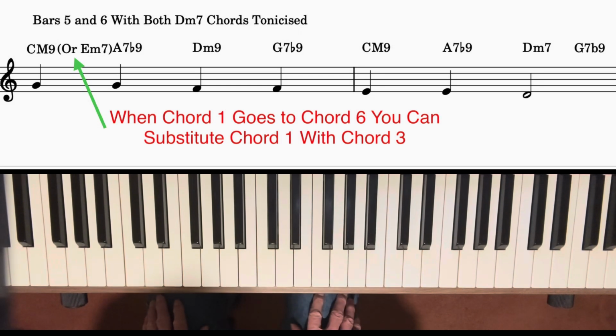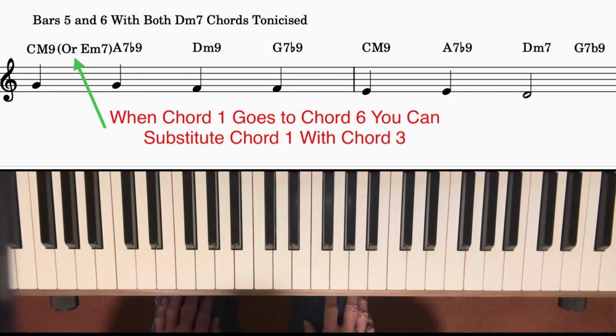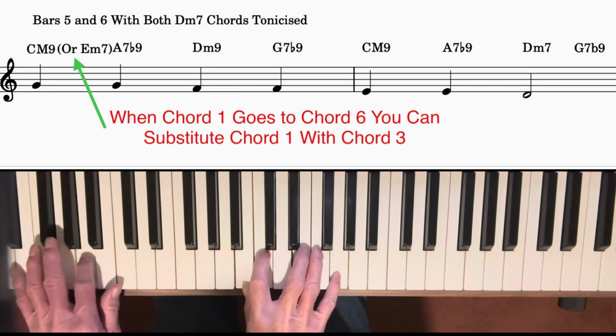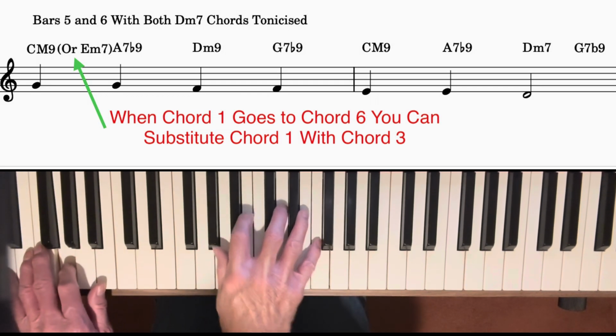So whenever you get a tonic chord going to chord 6, so in the key of C that's C going to A minor 7, it's often a good idea to substitute chord 1 with chord 3, E minor 7. From the E minor 7 chord, you can carry on to either the A minor 9 or to the A7 with the flattened ninth as before. So either this, or this.